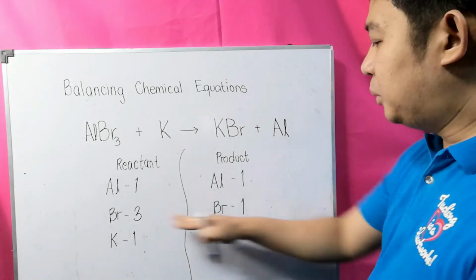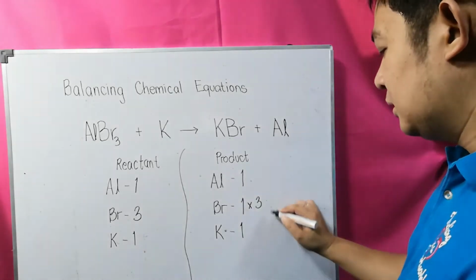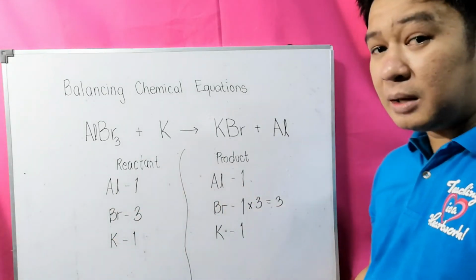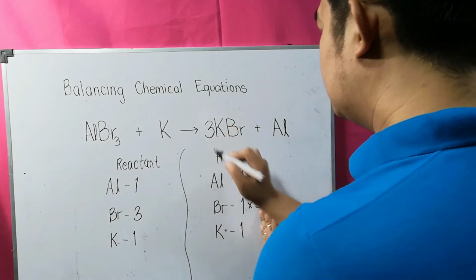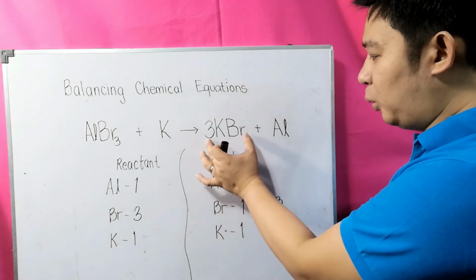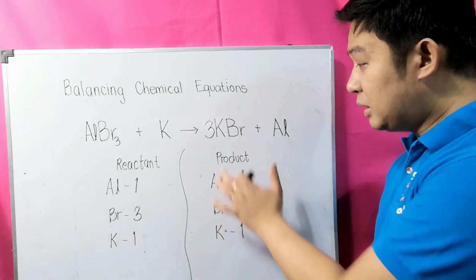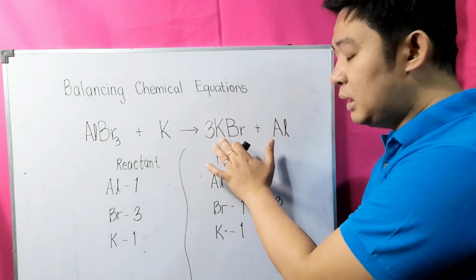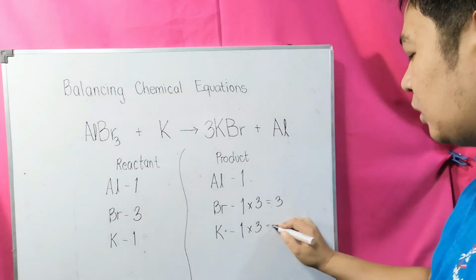Now, to make bromine balance, we should multiply this 1 by 3 to make this also equal to 3. So our bromine will become balanced by putting 3 before the potassium bromide. So multiplying this 1 times 3, you have now 3 bromine. However, because of this 3, it affects the number of potassium on our product side, making this 1 times 3 as well, equal to 3.